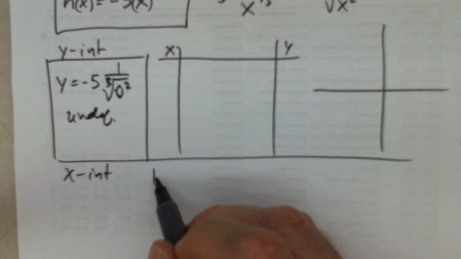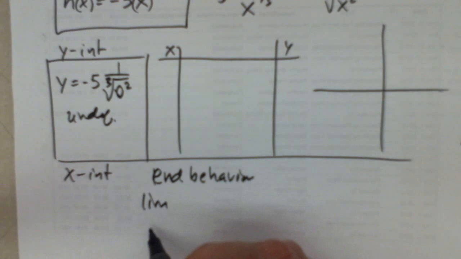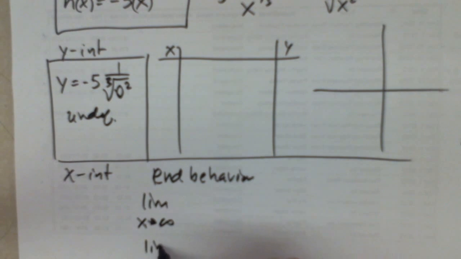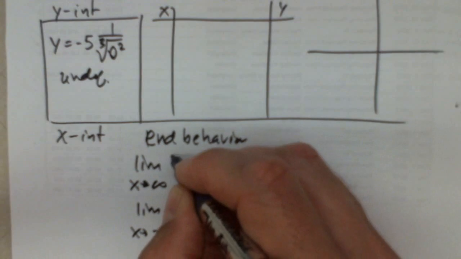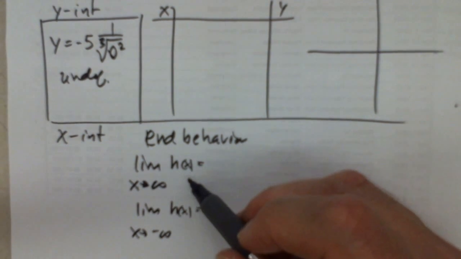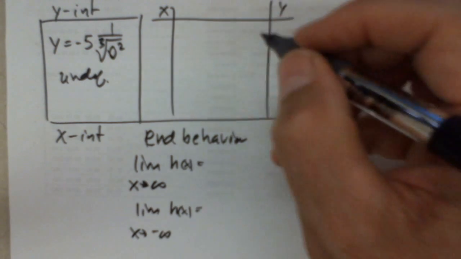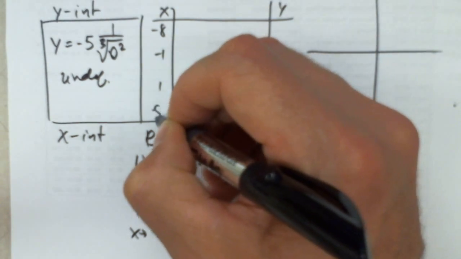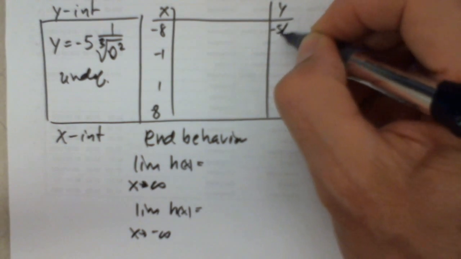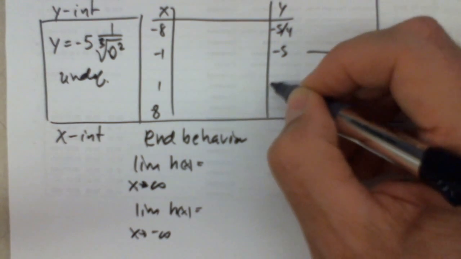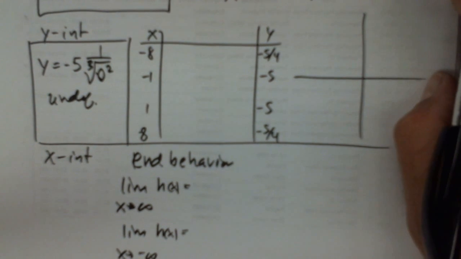End behavior. The limit as x goes to infinity, limit as x goes to negative infinity of h of x. Well, we're not ready to do that yet. Let's look at the table or the graph, and then we'll be able to determine the end behavior. So let's try negative 8, negative 1, 1, and 8. This is going to be negative 5 over 4, negative 5, negative 5, negative 5 over 4. And we can go over the evaluation of those in class.